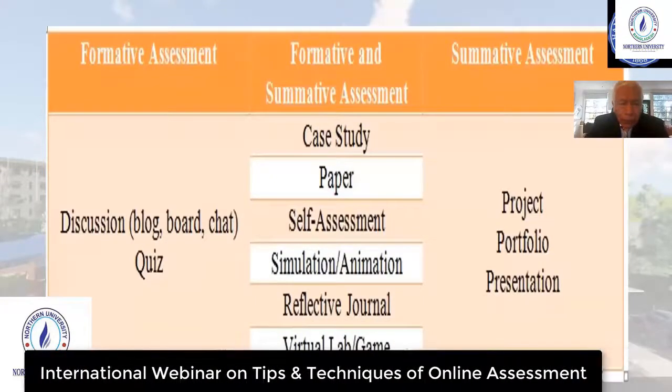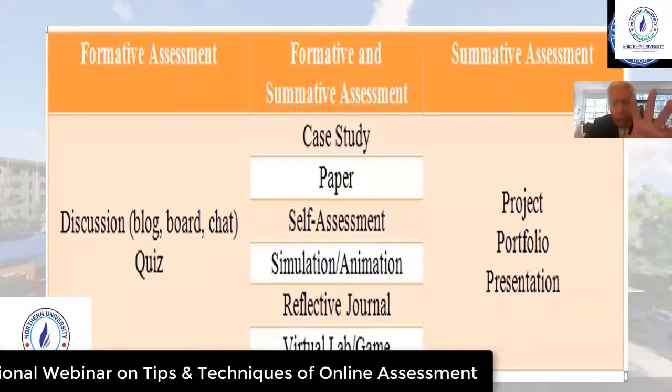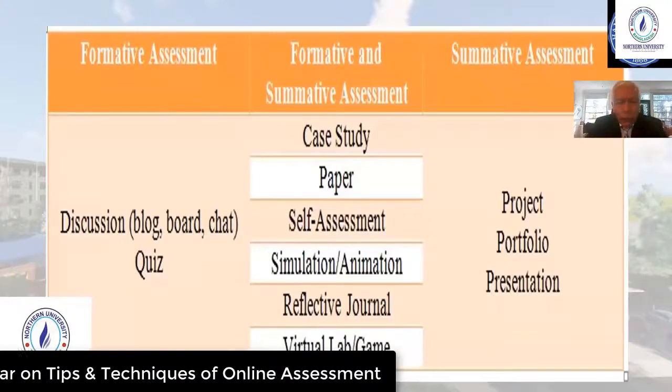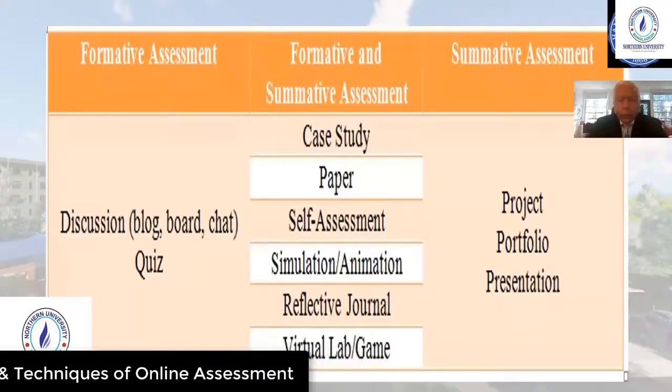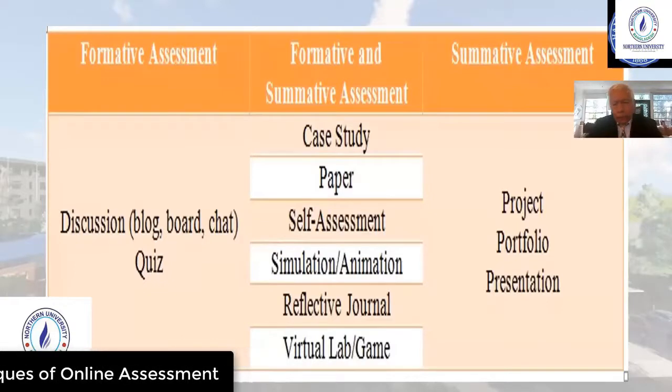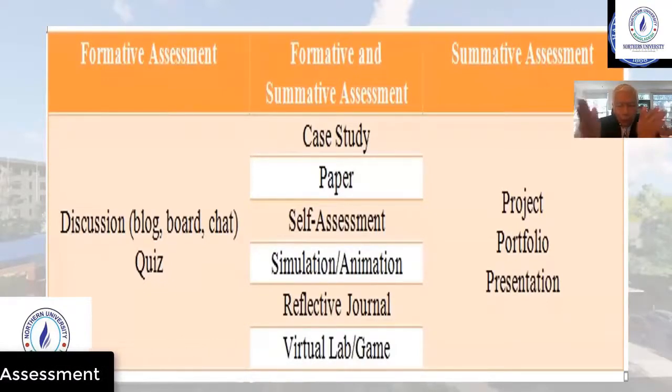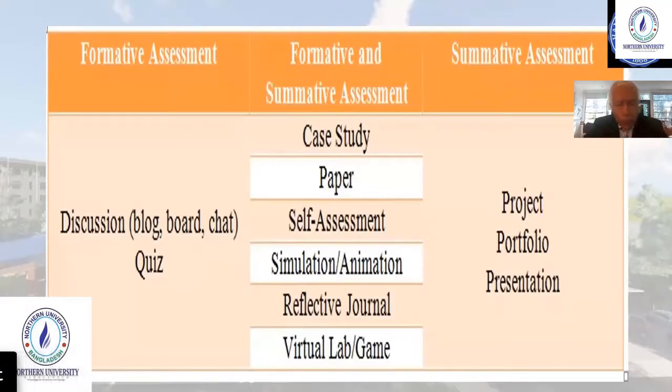Now, there are different ways. This summarizes very well the formative assessment on the left and the summative assessment on the right. But in fact, it is in the middle where we have to be, okay? It's a combination of both. So we have different ways to measure, and I will go into this a little bit later on.